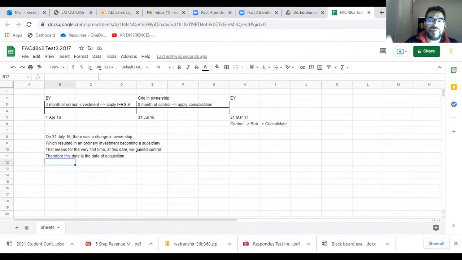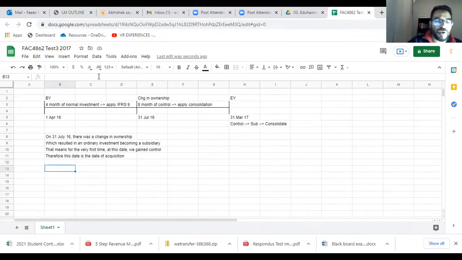We must eliminate the investment in the subsidiary. What must we do? We must recognize goodwill, we must recognize NCI, and we must recognize any fair value adjustments. But because it's a change in ownership scenario, and this change in ownership resulted in a change in the nature of the investment, there's one added spin. And that spin is the original investment is deemed to have been disposed at fair value and then reacquired at fair value. So when you work out goodwill, you have to work it out as follows.